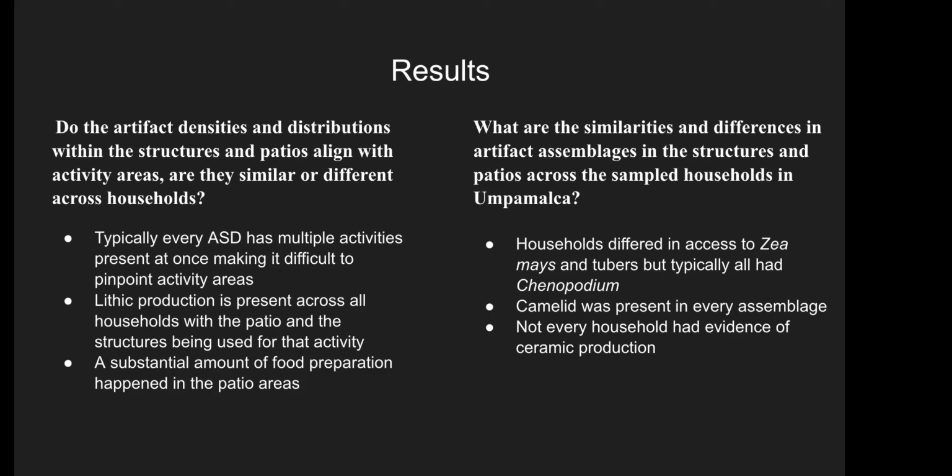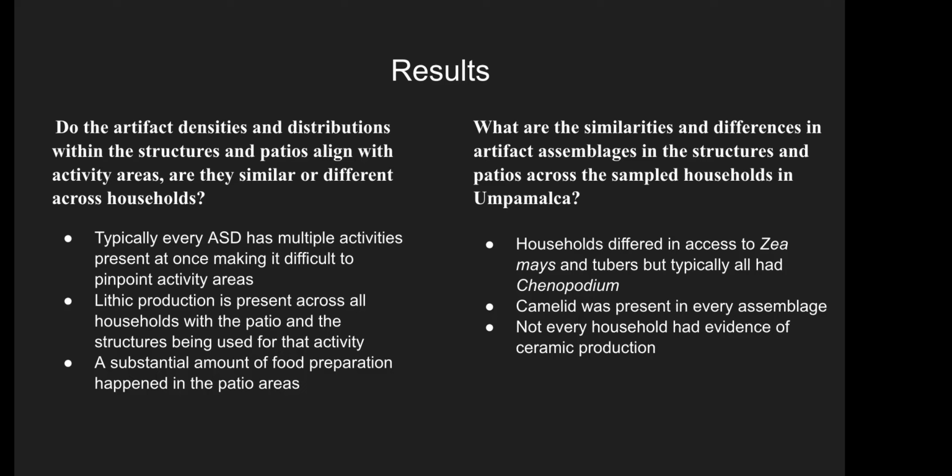What are the similarities and differences in artifact assemblages in the structures and patios across the sampled households in Umpamalca? Households differed in access to maize and tubers, but they typically all had chenopodium, which makes sense because when they moved up and out of the valley, maize doesn't grow well on the hilltops, but chenopodium does. There's camelid present in every assemblage. It also makes sense because the biggest meat for consumption is camelid because it is the easiest to attain.